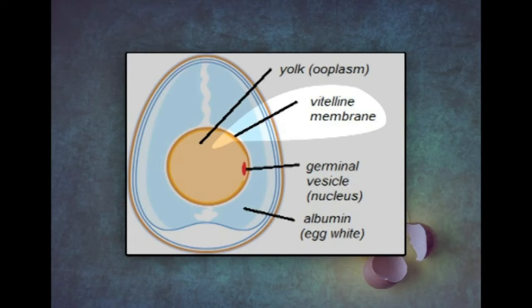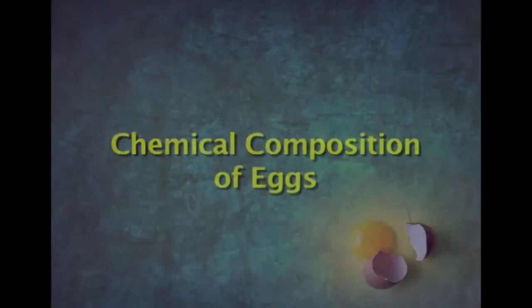Sixth, the vitelline membrane is a semi-permeable elastic membrane which surrounds the yolk, separating the yolk material from the albumin. And this is where I am ending the first module about the structure of the egg, and I hope it is quite clear to you after you study the picture which is given along with this.